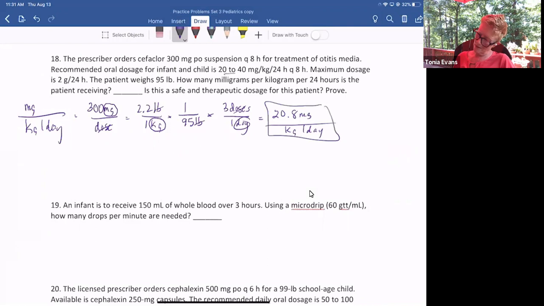And here's our safe range. So is this a safe and therapeutic dosage for this patient? Yes. 20.8 milligrams per kilogram per day falls between 20 and 40 milligrams per kilogram per day.